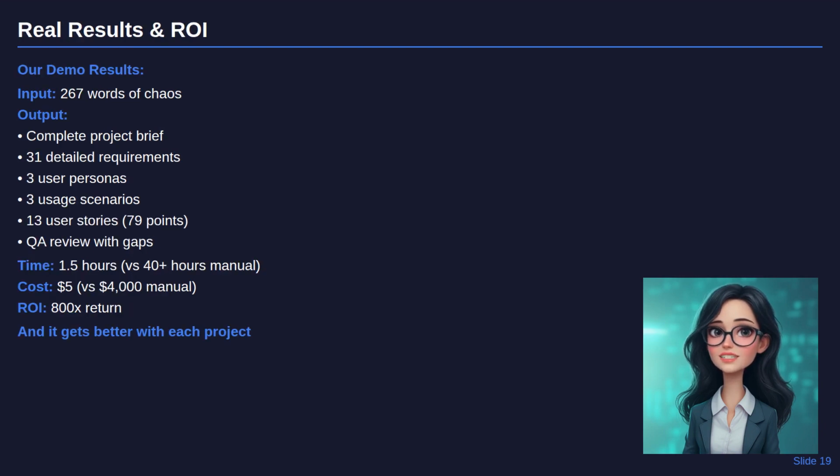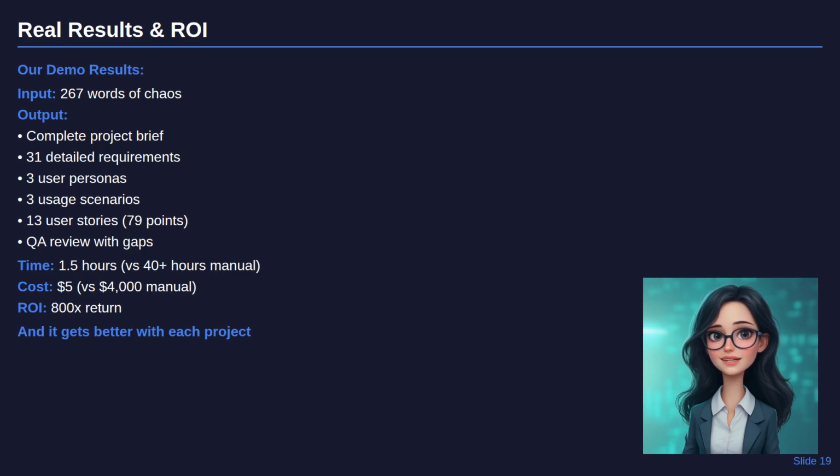Let's talk real results and return on investment. Our demo transformed 267 words of chaos into a complete project brief. 31 detailed requirements with acceptance criteria, 3 user personas with full profiles, 3 usage scenarios, 1379 points, and a QA review identifying gaps. This took 1.5 hours of execution time versus 40 or more hours of human time.